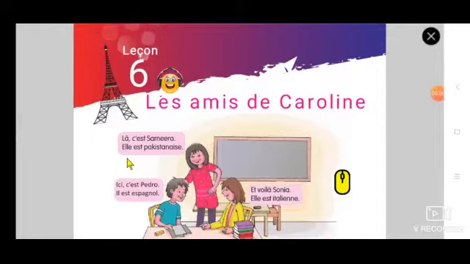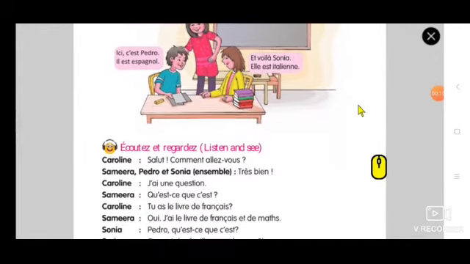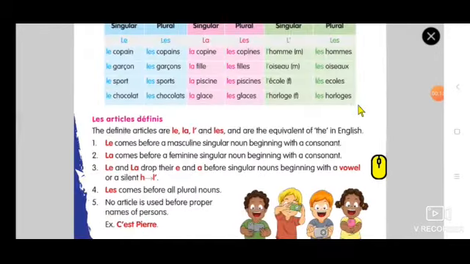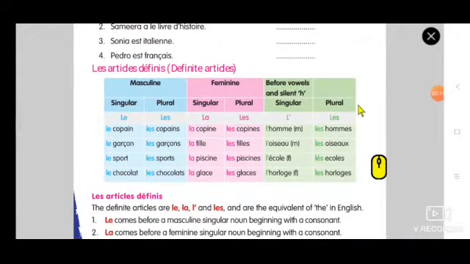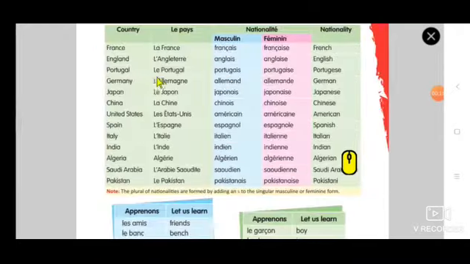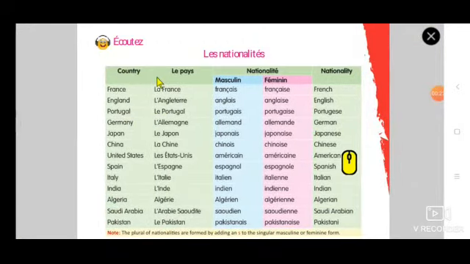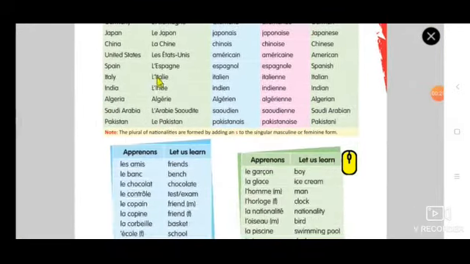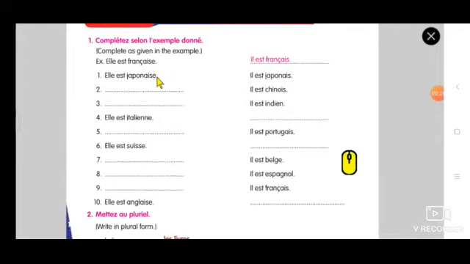To 6th standard, I welcome you all back for this new session, and we are in lesson 6, Les amis de Caroline. Regarding this lesson, so far we have seen the French translation, and we have learned l'article défini and les nationalités, and I gave you some homework.